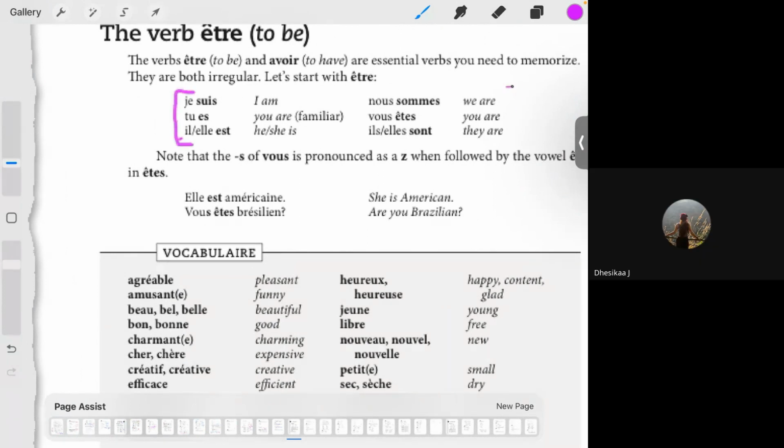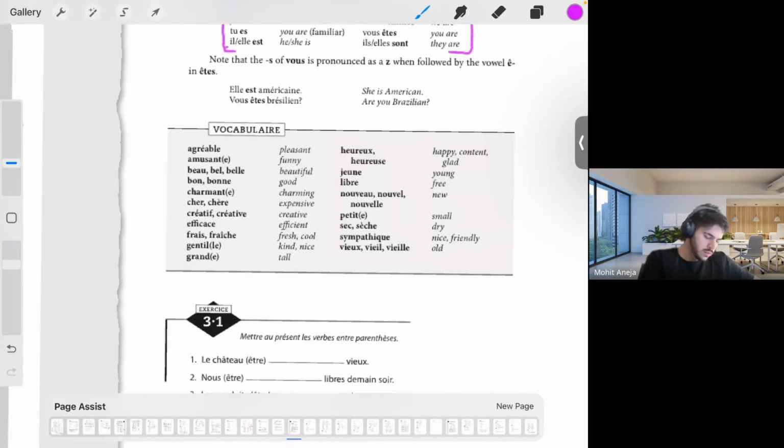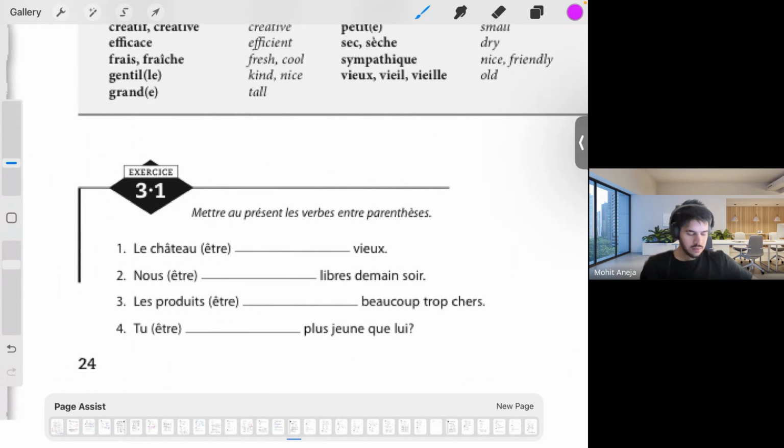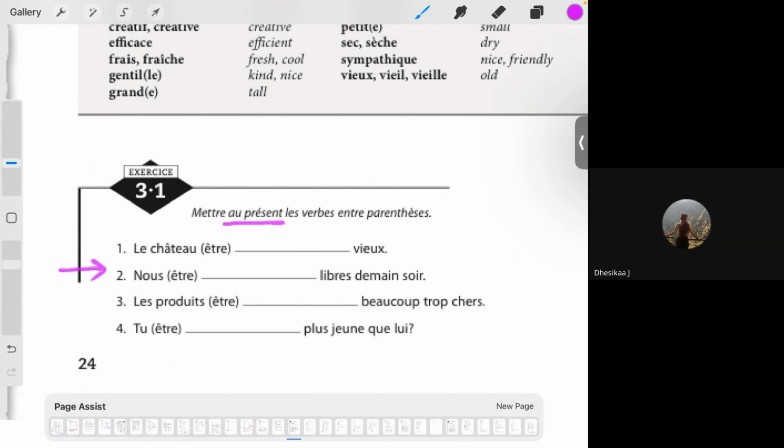Je suis. Tu es. Il est. Elle est. Nous sommes. Vous êtes. Ils sont. Elles sont. Very nice. Now, I'm sure you can do this exercise by yourself. You have to conjugate this in the present. Mettre au présent les verbes entre parenthèses, meaning the verbs under parentheses, you have to put into the present tense. Nous sommes libres demain soir.